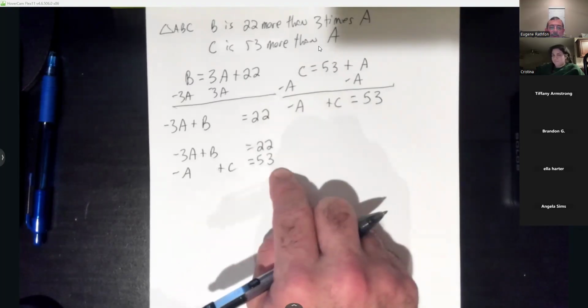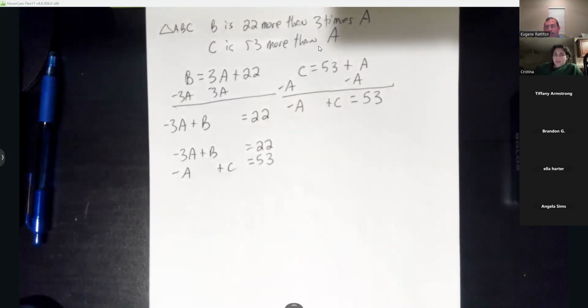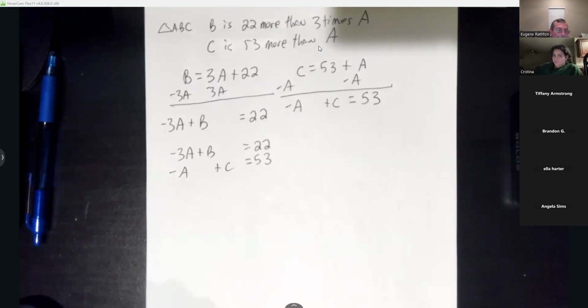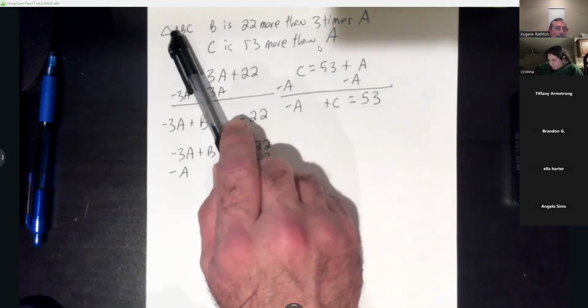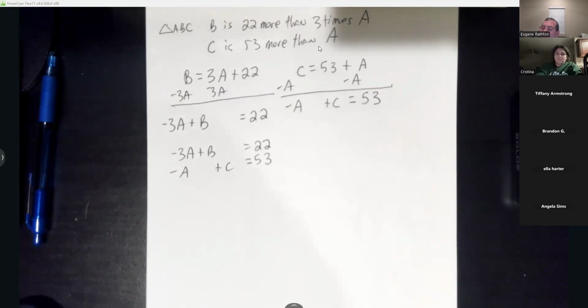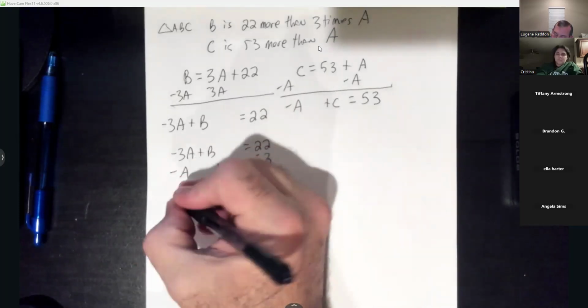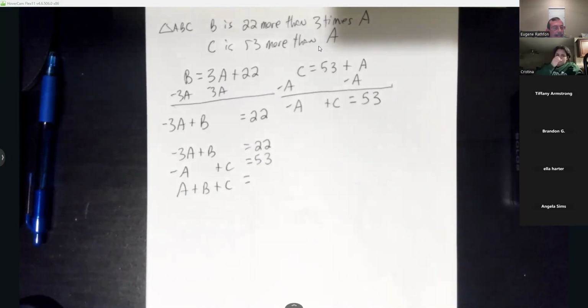So what was my third equation? Do you remember? I'll let you punch that one up. What do I know about these 3 angles on that triangle? A plus B plus C. A plus B plus C equals what? 180. Good job.